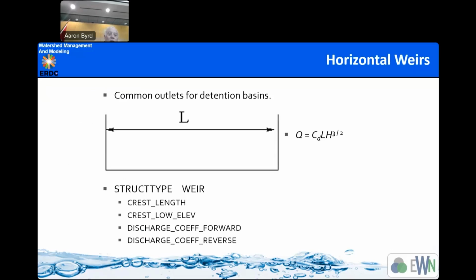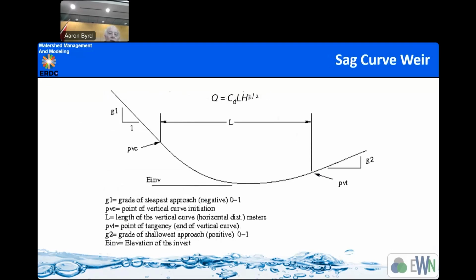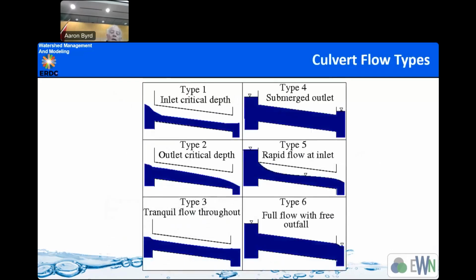If you want to put in a weir, you can, like Chuck said, go look at the wiki, figure out how it's done, play with it, try to get it to run. Sag curve weirs, also by this equation listed. We haven't used these a lot, but especially in engineering with nature projects for a site, weirs are popular. Six different culvert types are listed here.